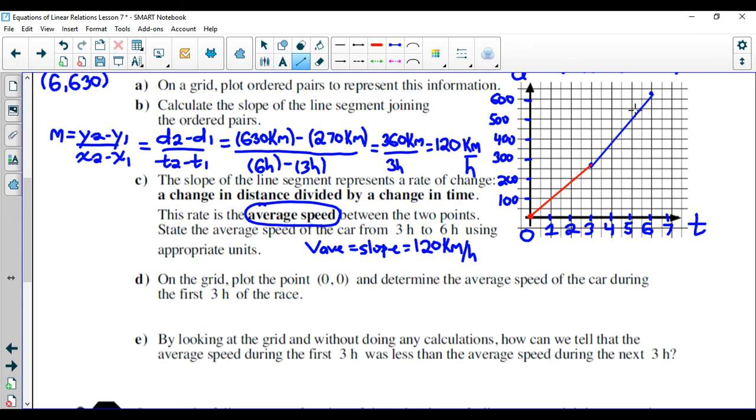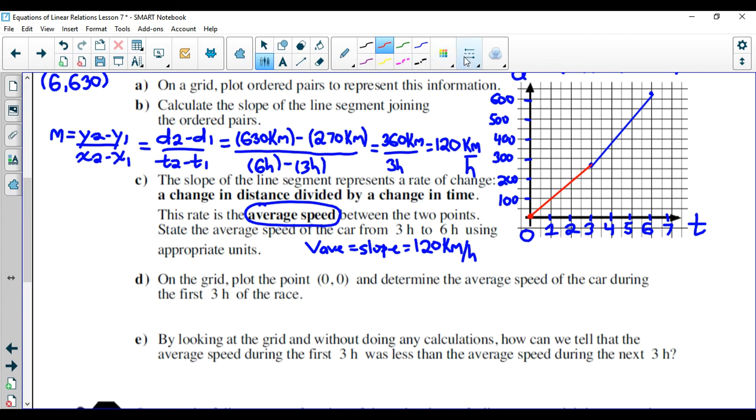Now, it's a little bit subtle, but if you look at the actual line segments, they don't quite have the same slope. The slope of this blue line is actually a little bit steeper than the slope of the red line. So because the slope represents the speed, we're going to get a lower speed from 0 to 3 hours. But we're going to confirm this. The way we could do this is to use the slope formula again, except with different points.